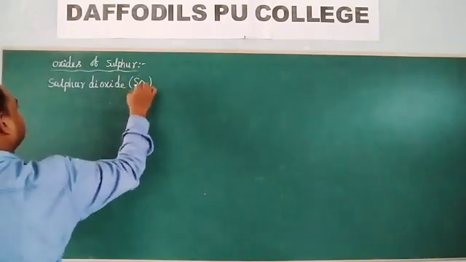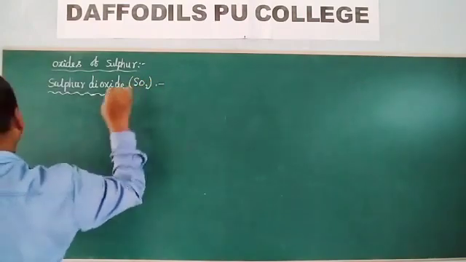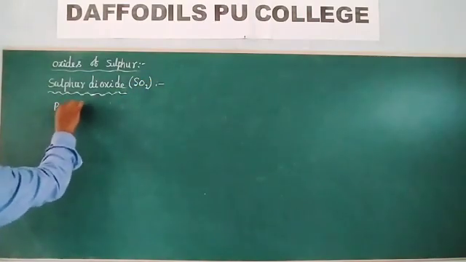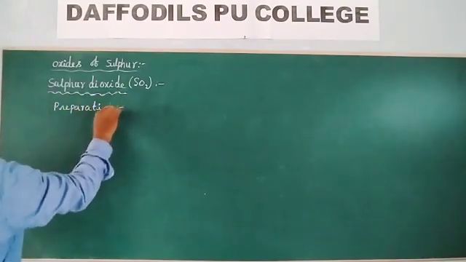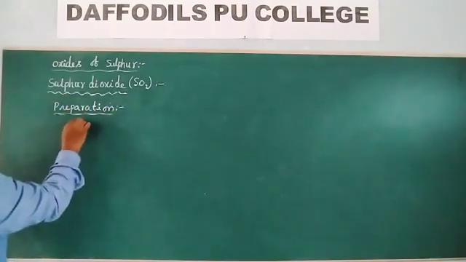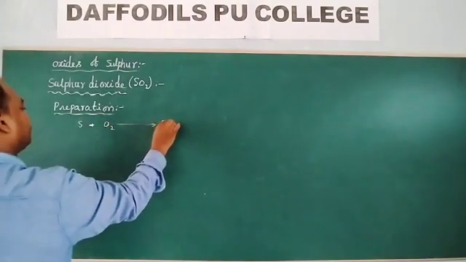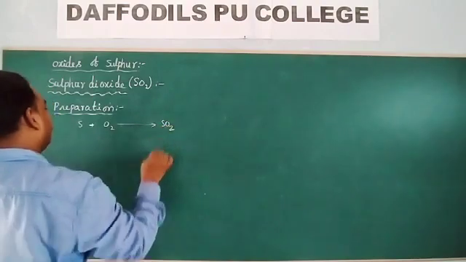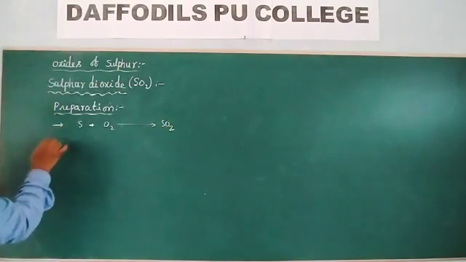Its formula is SO2, sulfur dioxide. First is the preparation method. How is sulfur dioxide prepared? When sulfur is heated with oxygen, you will get sulfur dioxide.